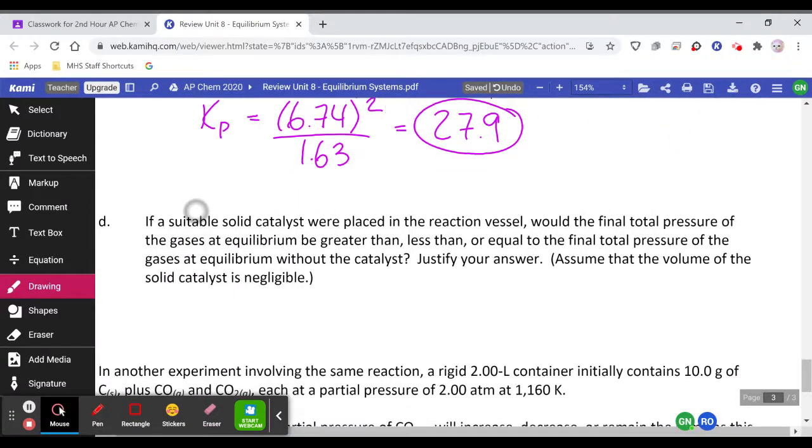Okay, part D: if a suitable solid catalyst were placed in the reaction vessel, would the final total pressure of the gases at equilibrium be greater than, less than, or equal to the final total pressure of the gases at equilibrium without the catalyst? Justify your answer. Assume the volume of the solid catalyst is negligible. So how is that going to change equilibrium?